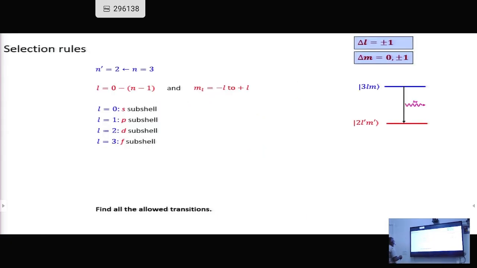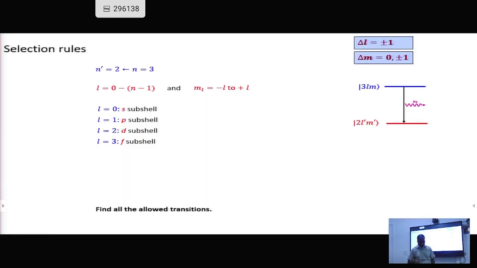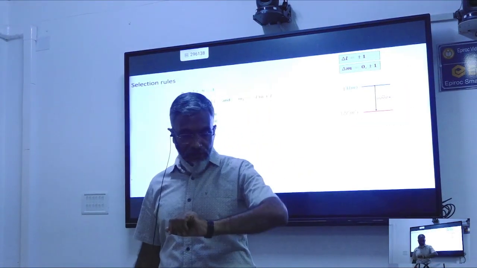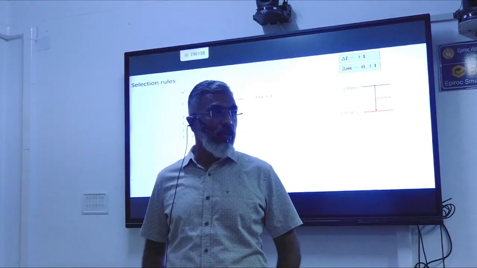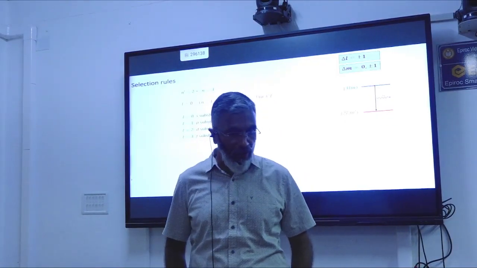This is something you can try as an exercise. Can you work out another transition, not even the 3 to 2? Something like this, with l and l prime, and n to n minus 1, Δl equal to minus 1. Find all the allowed transitions. You can just have a look at it. I think that's probably the end of this lecture.